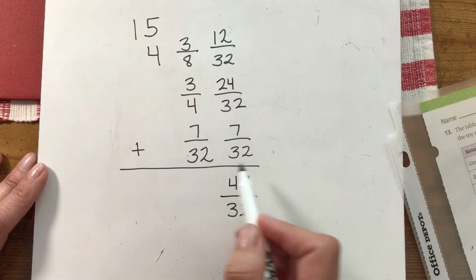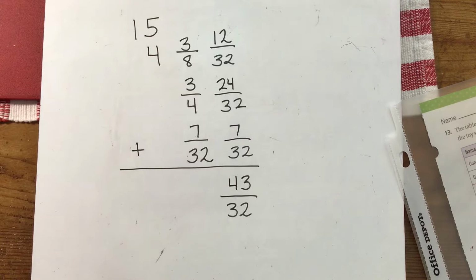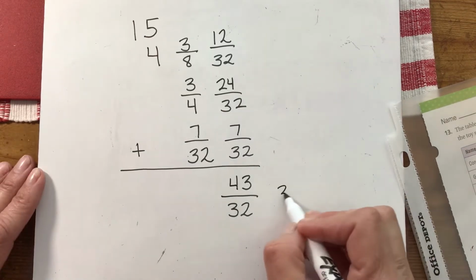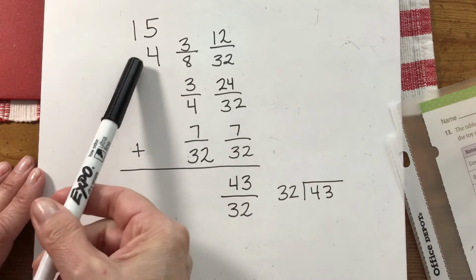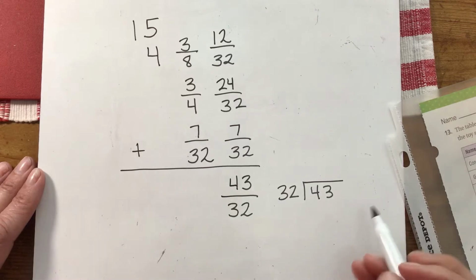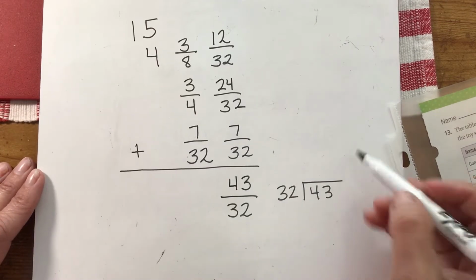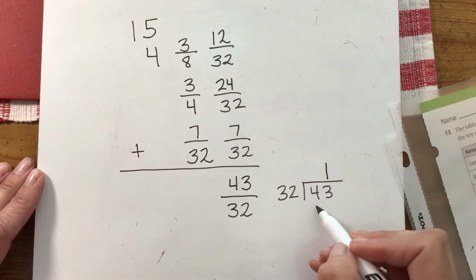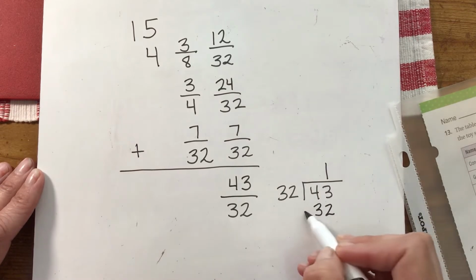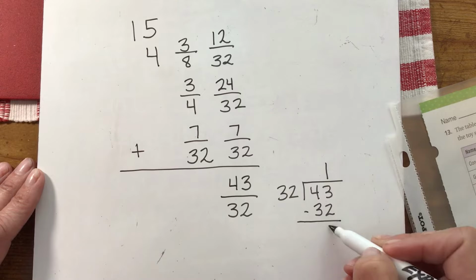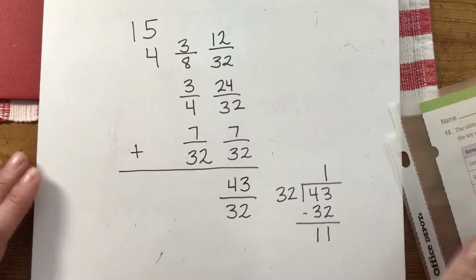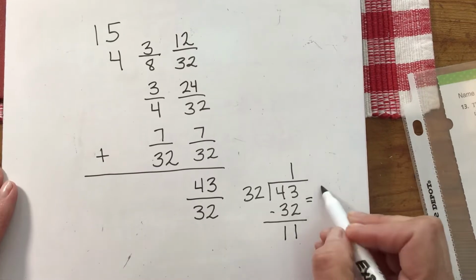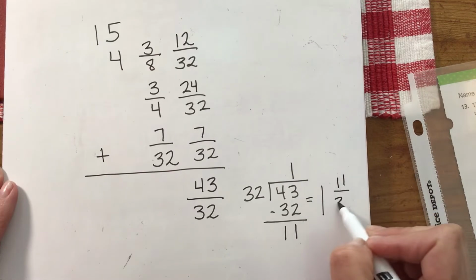Can't leave it like that. You guys know the drill. You've got to do some division to get rid of that. So I'm going to do 32 divided into 43. Now remember, I haven't even looked at my whole numbers yet, but I don't forget those in the long run, okay? All right, so 32 goes into 43 one time. 3 take away 2 is 1. 4 take away 3 is 1. So my answer just for this part is 1 and 11 over 32.